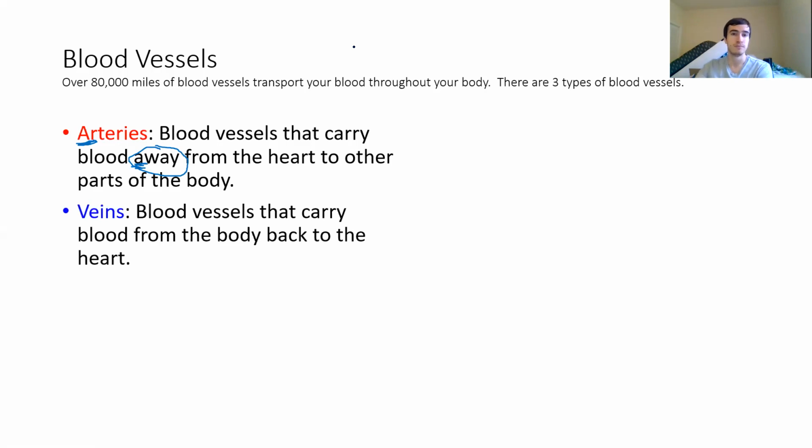Our veins are what carry blood from the body back into the heart. I kind of remember it as veins has the word in it, and veins go into the heart. So that pulmonary vein goes from the lungs into the heart, and that vena cava goes from the upper and lower parts of your body into the right side of your heart.